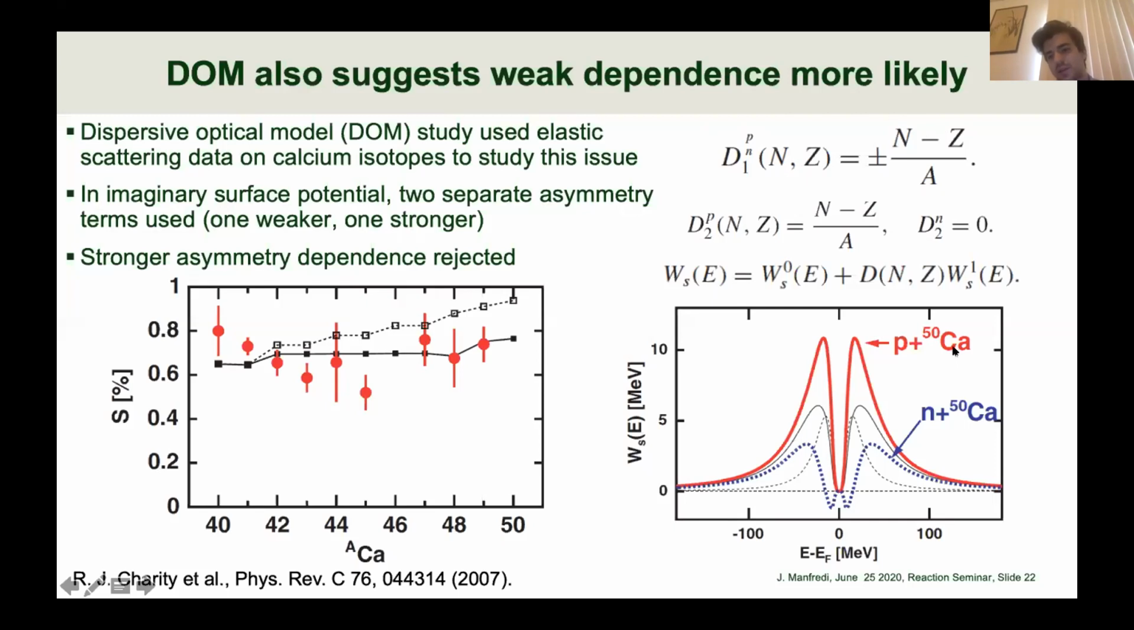Also, when you look at the shape of this imaginary potential, shown here on the lower right for the stronger asymmetry dependence, what they indicate is that you end up with a negative potential. And because the volume term is around 0 in this case, you end up with a negative imaginary potential, resulting in what the authors call unphysical neutron production. So neutrons coming out of nowhere. So for these two reasons, they rule out this stronger asymmetry dependence for the DOM.